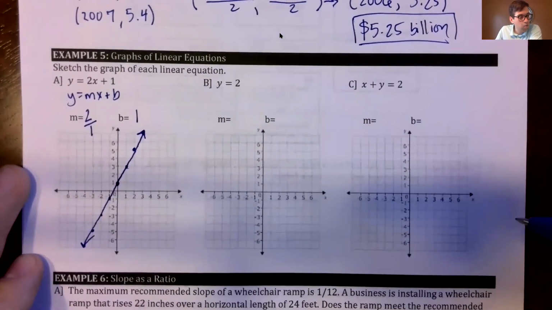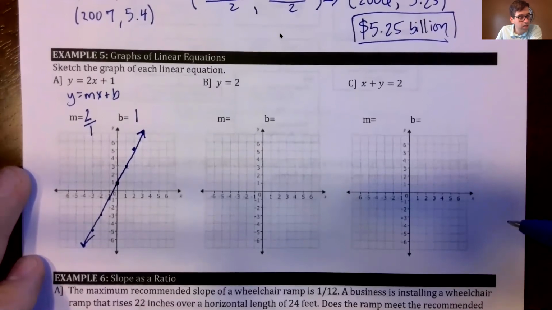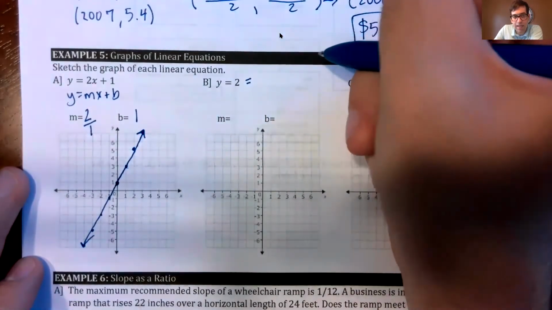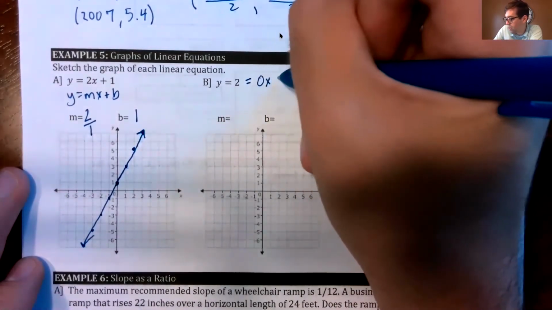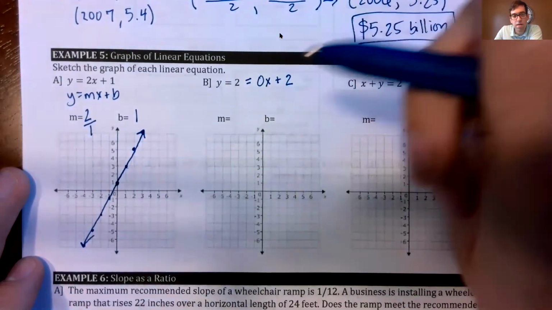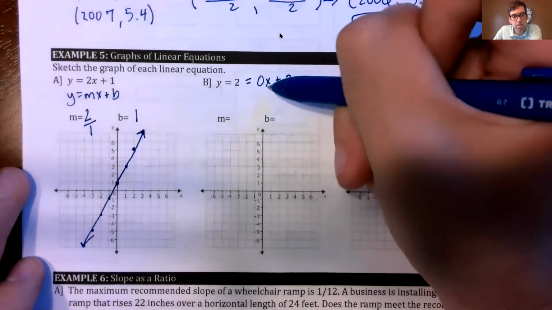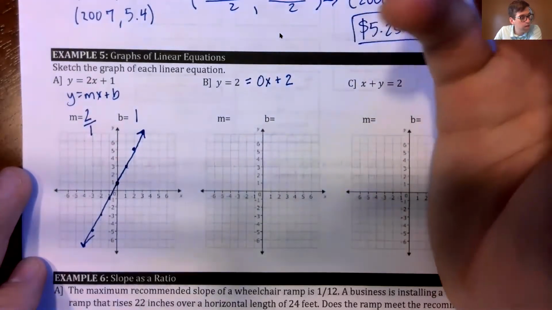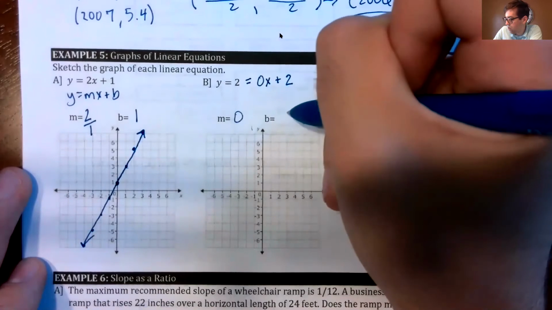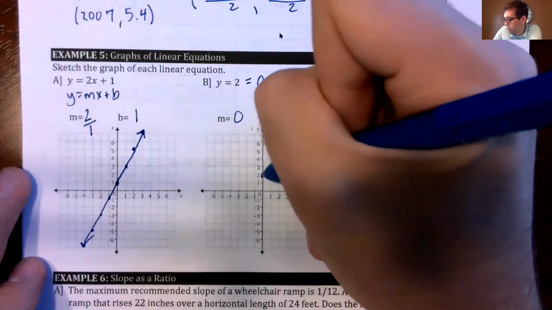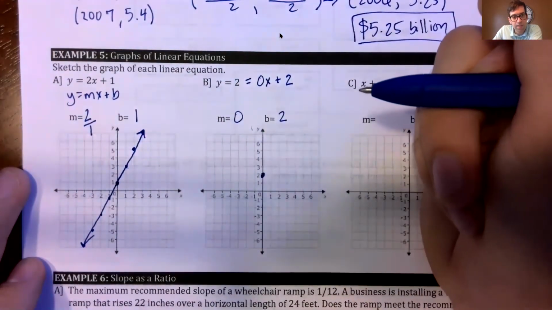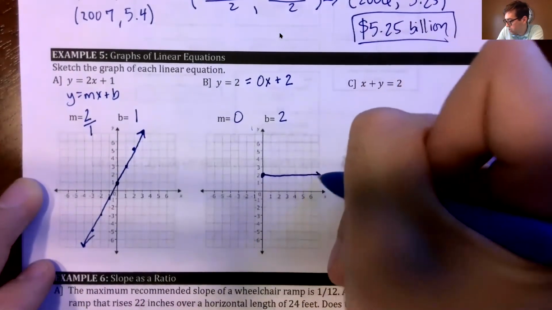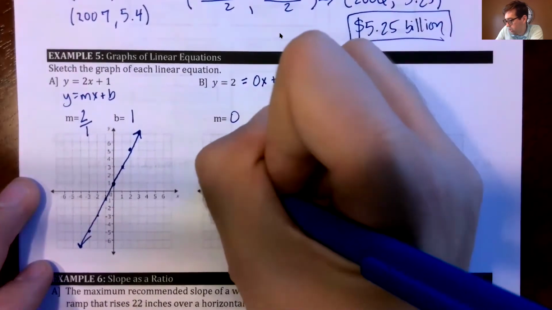Let's take a look at the second one. Y equals 2. So if we think about kind of making that into mx plus b form, it would be like 0x plus 2, because the x doesn't even show up. So it's like the coefficient is a 0. It's like the number in front of the x is a 0. So in this case, our slope is 0, and our y-intercept is 2. So we still make a point at 2 on the y-axis. And with a 0 slope, that makes a horizontal line. So it's going to go straight across in both directions.